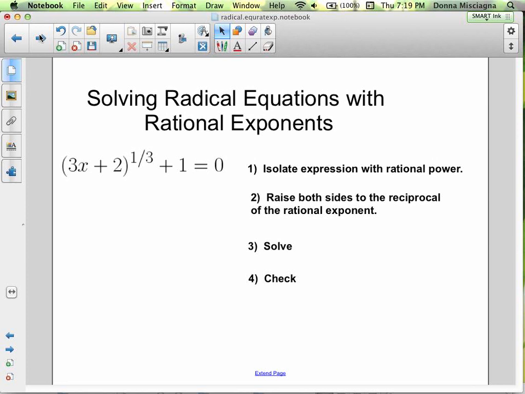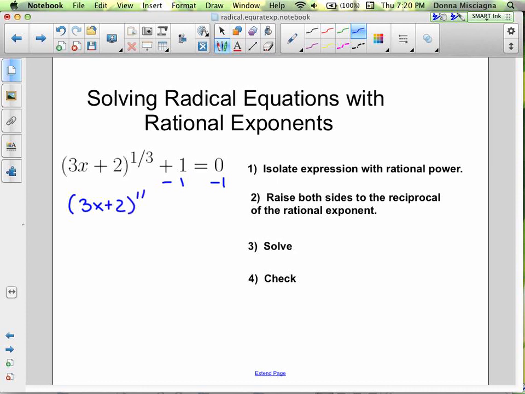So we have 3x plus 2 to the 1/3 power plus 1 equals 0. No need to change that to a cube root. We can solve it using the steps for equations with rational exponents. Our first step is to isolate the expression with the rational power. By the way, all of these are in your notes. There's only one thing we need to do, and that's subtract 1 from both sides. We need to move the 1. So now we have 3x plus 2 to the 1/3 is equal to -1.